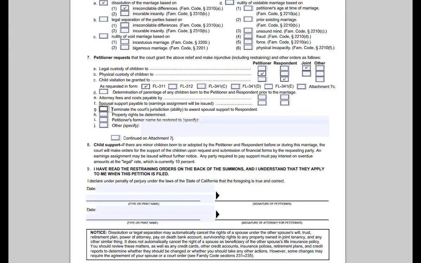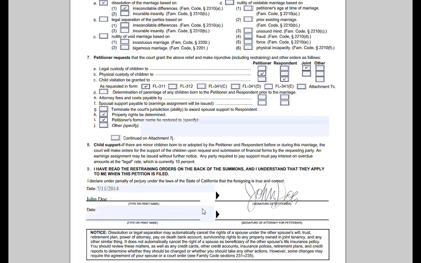If you want to restore your name back to your original name, check 7H for property. If you want to restore your name back to your original name, check box 7I. And write in the full original name on the blank space to the right. Below, for number 9, write today's date. So let's go ahead and do that. 7/11/2014. Print your name, John Doe, and sign on the line to the right.